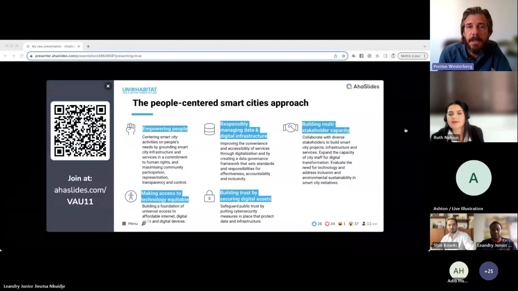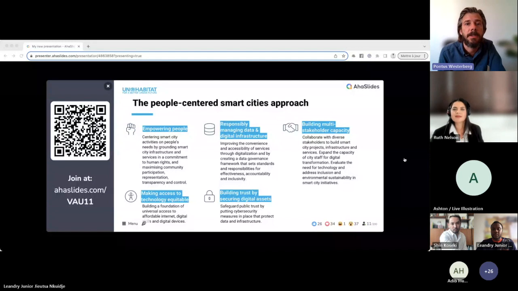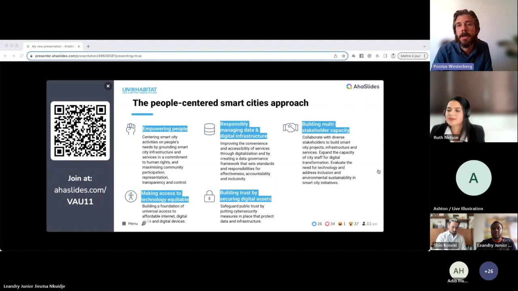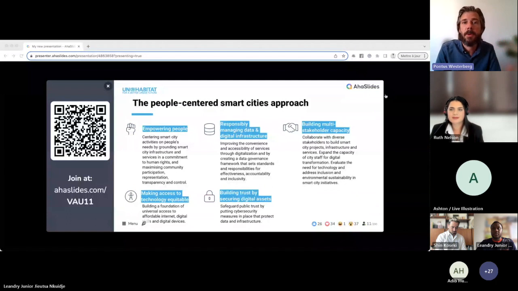One really important thing to mention here is that in June this year at what's called the United Nations Habitat Assembly, when all the member states of the UN come together to discuss issues of urbanization, they approved a resolution on people-centered smart cities. It requests UN Habitat to convene a global consultative process to develop international guidelines on people-centered smart cities. So this is a global normative document that will guide the way that countries and cities will work with smart cities in the future.